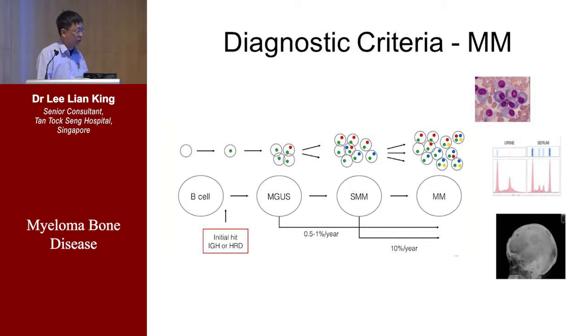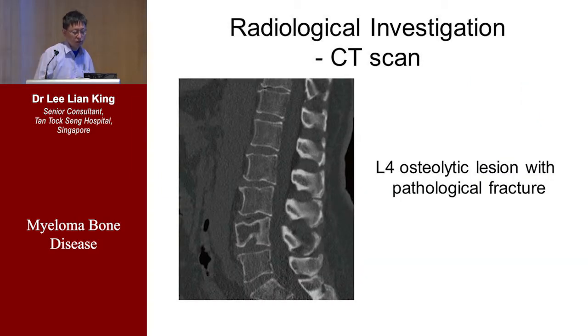Whereas for smoldering myeloma patients, if we demonstrate certain lytic lesions, we want to take action earlier rather than wait and monitor until organ damage occurs. And CT scan is one such technique.